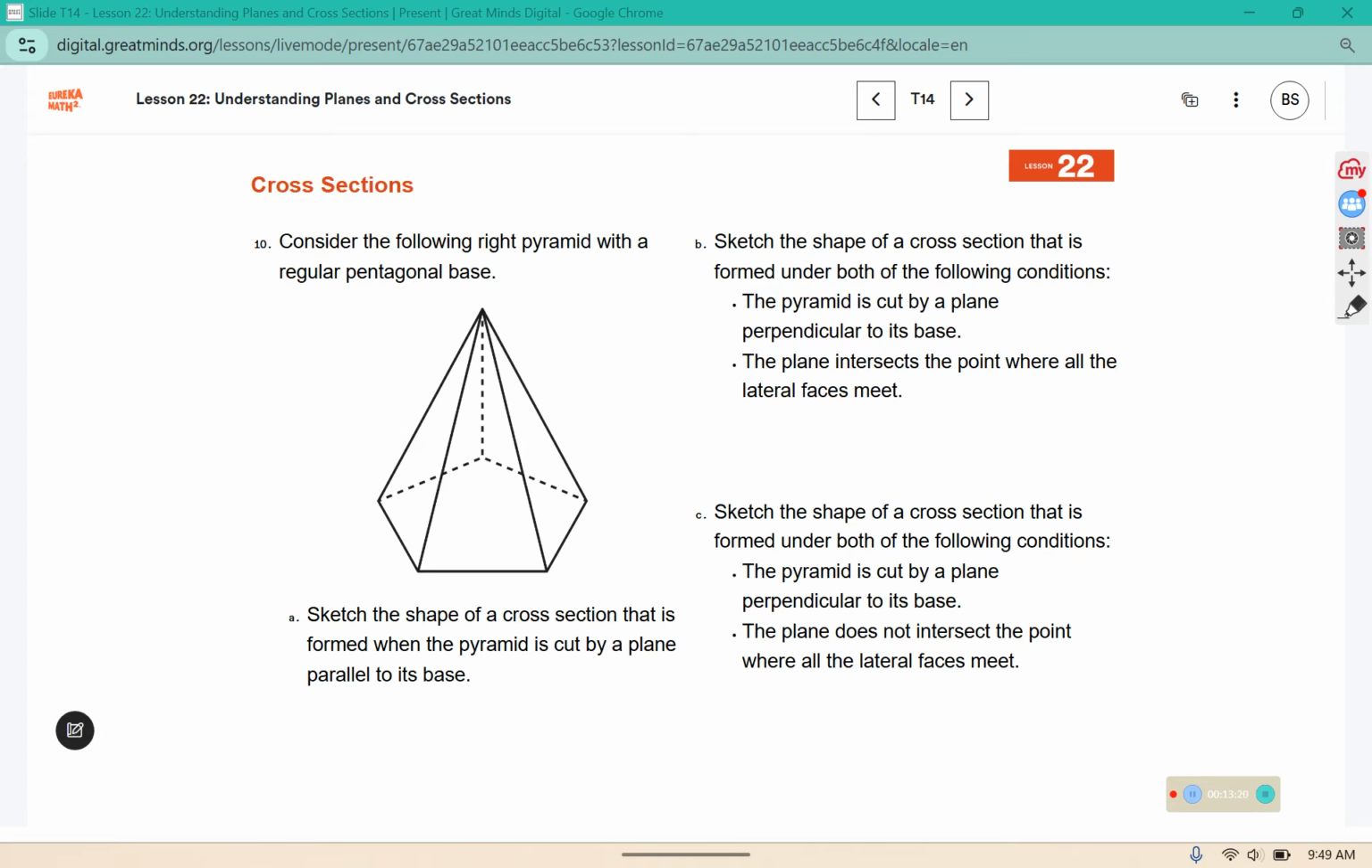Sketch the shape of the cross-section that is parallel to its base. That is going to be a pentagon. The pyramid is cut by the plane perpendicular to its base and intersects the points where all of the lateral faces meet. It's going to go up the front, the back, and across the bottom, creating another triangle.